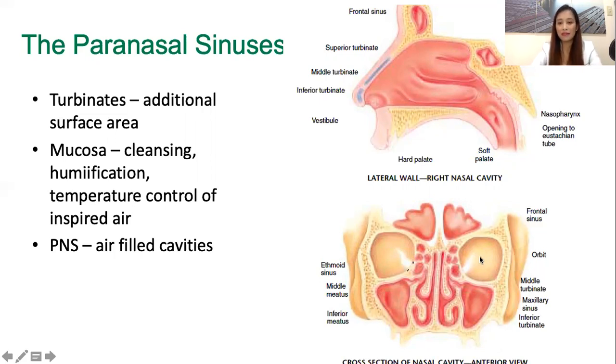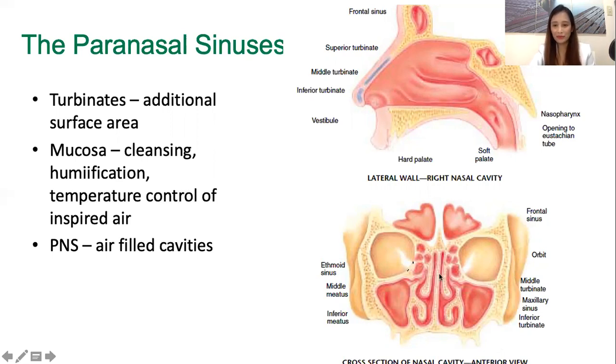Next would be your paranasal sinuses. Your paranasal sinuses are air-filled cavities, so they make your skull lighter. Just imagine if they were solid, your head would be too heavy. So they make your skull lighter, and also help you transmit sound better.